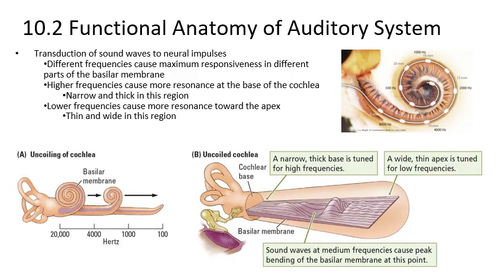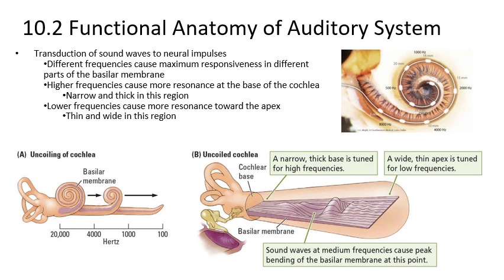Different frequencies can actually cause different responsiveness in different parts of the basilar membrane. So this is how our brain encodes different frequencies, which, if you remember, is something like pitch. So different notes or different tones, high and low notes. Higher frequencies, or higher notes and tones, cause more resonance at the base of the cochlea. You can see down in the uncoiled image of the cochlea, in the really highest range of what we can hear.